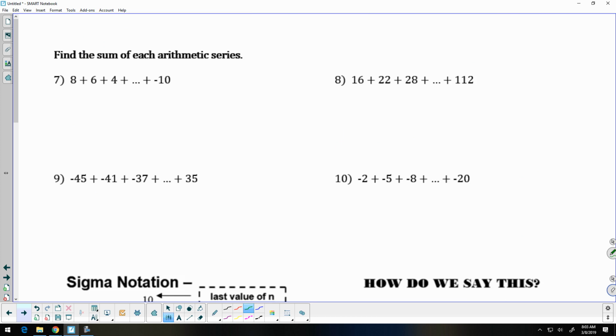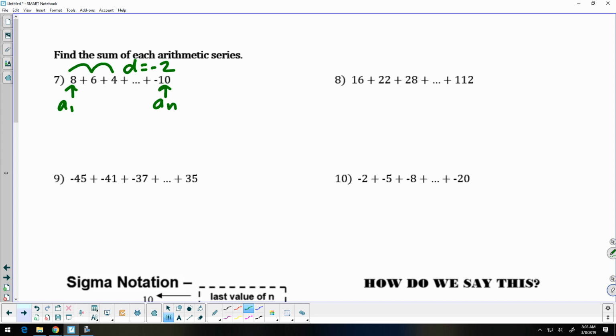Find the sum, it says, of each arithmetic series. So if you're finding the sum, you're just trying to add up all these numbers, right? So again, you could use the formula. Okay, it's possible. So let's brainstorm. What do we have so far? Just by looking at problem 7, we obviously know the first term. We definitely know the last term, and we can figure out what the pattern is. Looks like we're subtracting 2. So d would be negative 2.